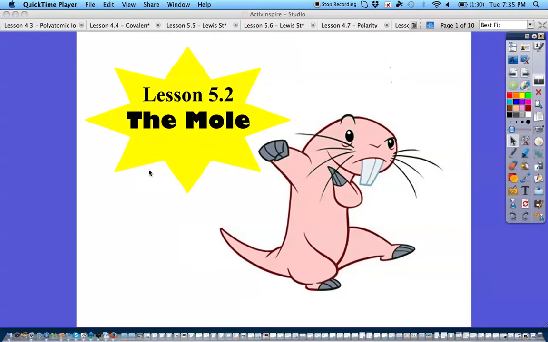This is lesson 5.2, the mole. So this is what our unit is about, the mole. This is going to tell us about chemical composition. The mole is essentially a group of particles, and it's just a word that's going to count a group of particles.